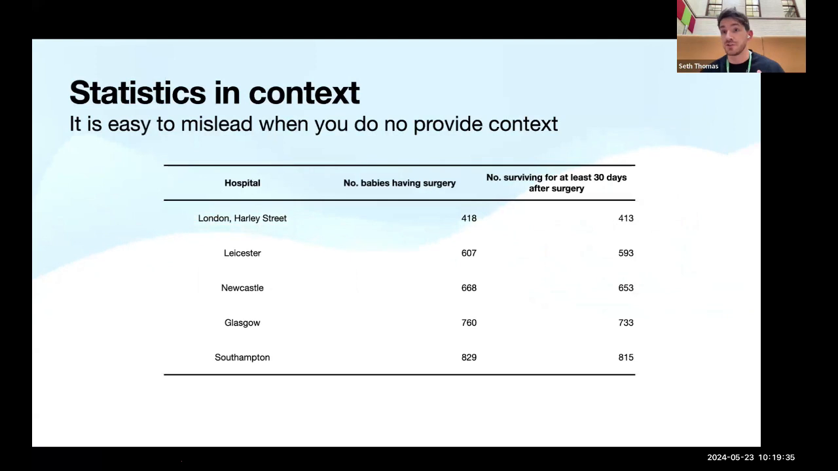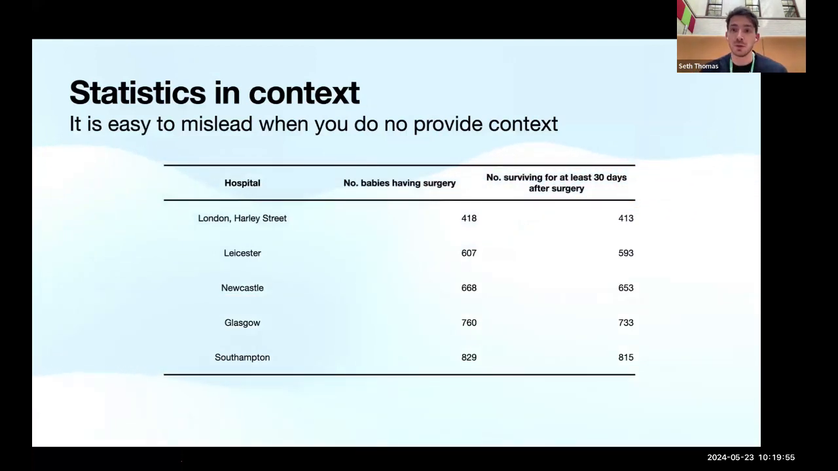So let's look at putting some statistics in context really quickly. And it's really easy to mislead people if you don't provide context. So what I've got in this table is a list of UK hospitals and the number of babies that are having surgery after being born, and the number that survive for at least 30 days after that surgery.